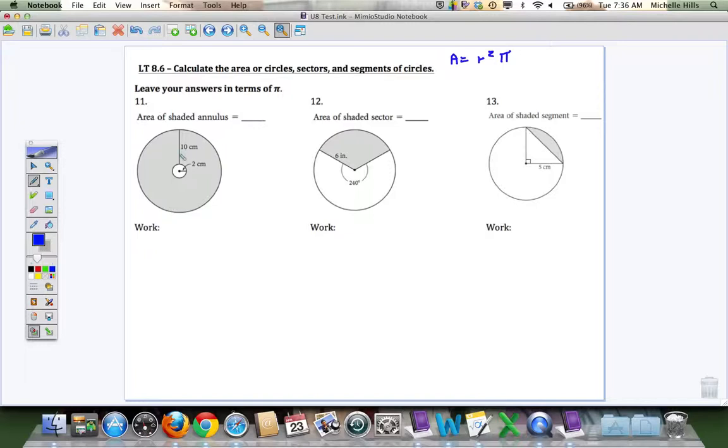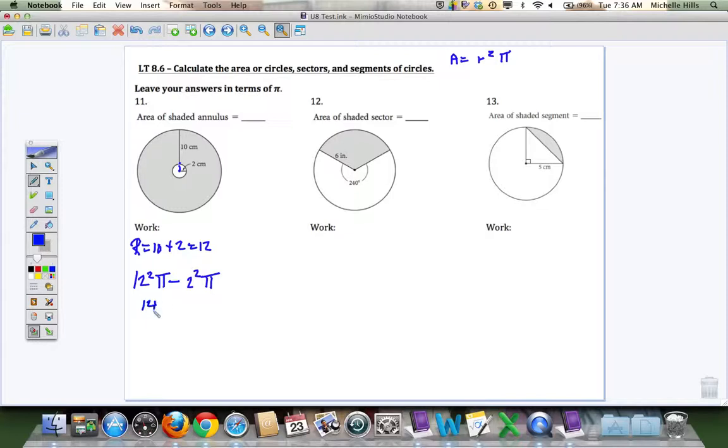Notice that the larger circle, 10, is only this distance. So I have to actually find the whole distance. So the larger radius is 10 plus 2, which is 12. So I want to take the area of the larger circle, so 12 squared pi, subtract out the area of the smaller circle, 2 squared pi.